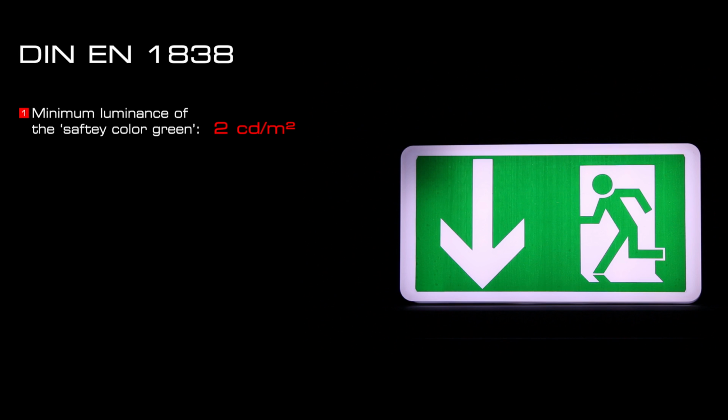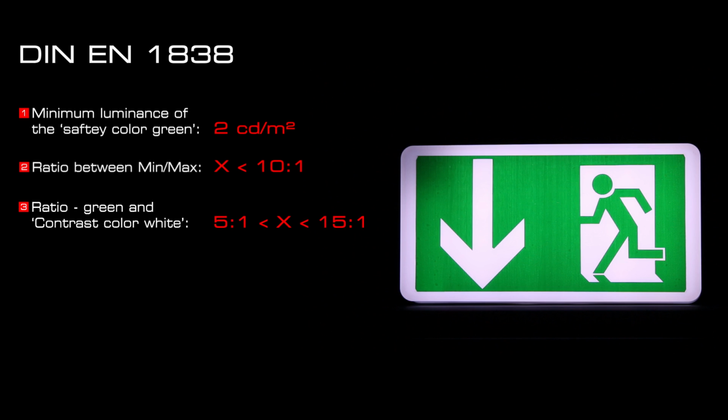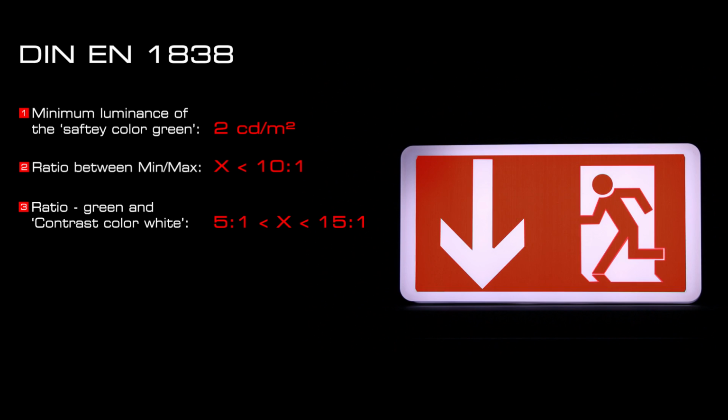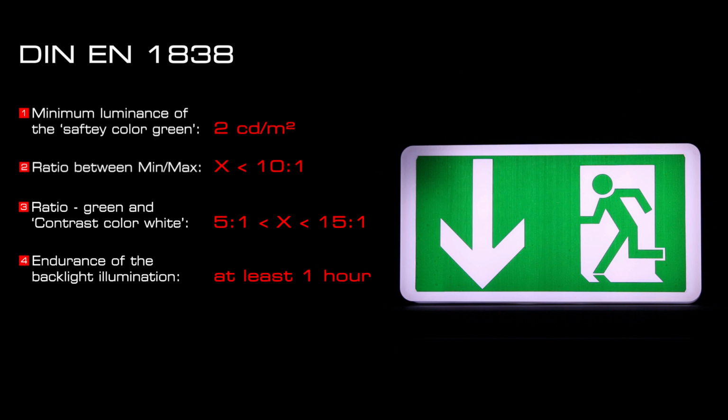The ratio between minimum and maximum luminance within the contrast color white and the safety color green should not be greater than 10:1. Bigger differences between two adjacent signs should be avoided. The ratio between the contrast color white and the safety color green should be at least 5:1 and should not be greater than 15:1. The backlit timeout of the safety sign should be overall 1 hour.